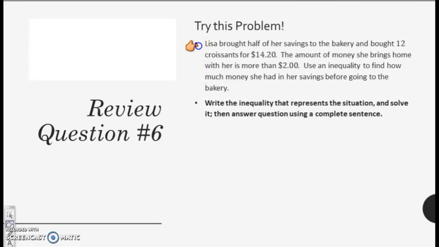One more time. Lisa brought half of her savings to the bakery and bought 12 croissants for $14.20. The amount of money she brings home with her is more than $2. Use an inequality to find out how much money she had in her savings before going to the bakery. So you have to write an inequality that represents the situation and then solve it. And then based on the solution to your inequality, answer the question using a complete sentence.